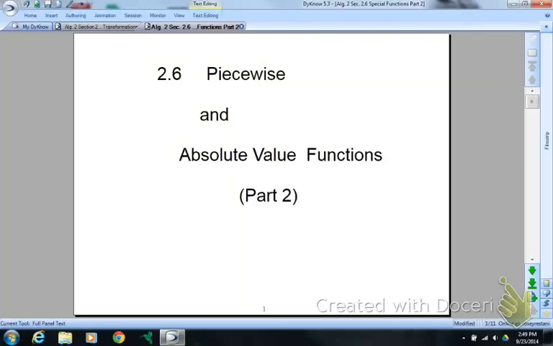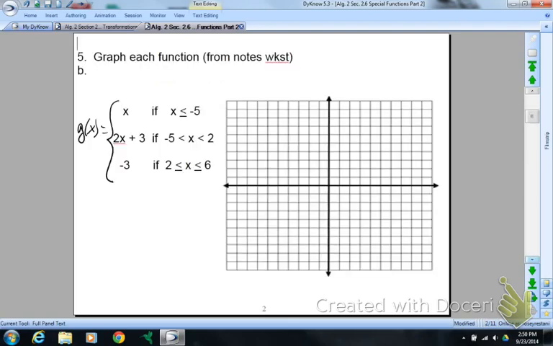Okay, this is section 2.6, Piecewise and Absolute Value Functions, Part 2. From the notes worksheet, number 5, we have 3 equations that we have to graph. The very first one is g of x is equal to x. That is the same thing as saying y is equal to x plus 0.